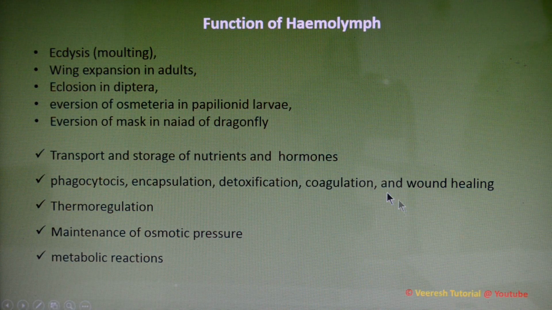Haemolymph performs several functions. It creates hydrostatic pressure which helps in ecdysis, that is molting, wing expansion in adults, eclosion in Diptera, eversion of osmeteria in papilionid larvae, and eversion of the mask in naiads of dragonflies. Haemolymph is also involved in transportation and storage of nutrients and hormones, and in protective functions like phagocytosis, encapsulation, detoxification, coagulation and wound healing.